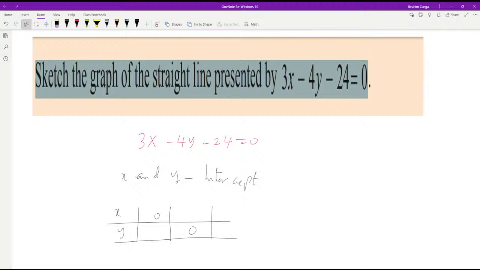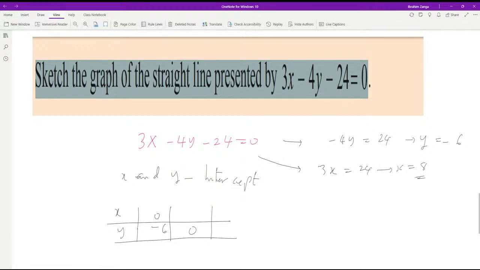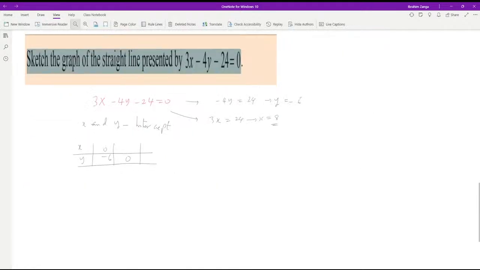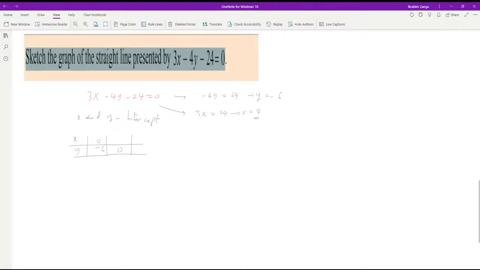So when x equals 0, from here it means we'll be having negative 4y equals 24. It means y is going to be negative 6. Then when y equals 0, you'll be having 3x equals 24, and x will be equal to positive 8. So by using these two values, dear students, you are going to sketch a graph of this straight line.